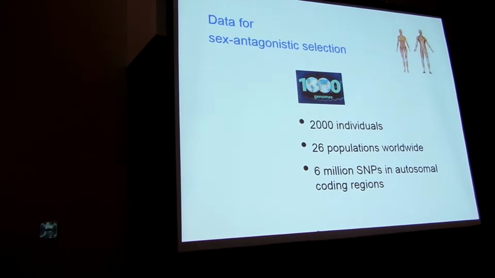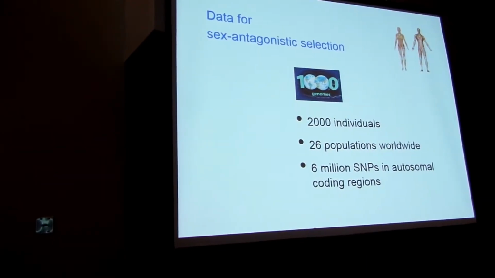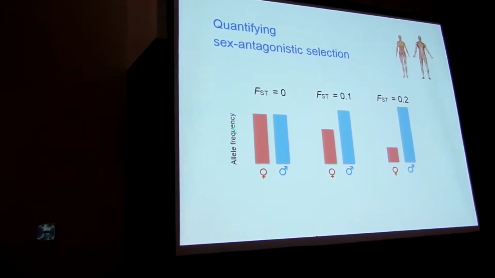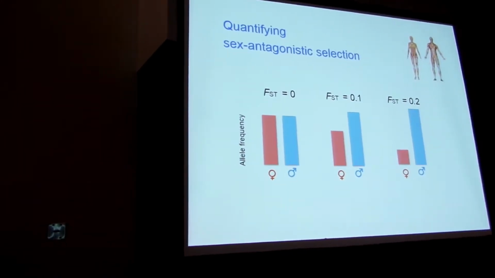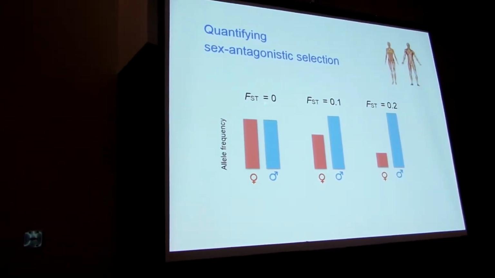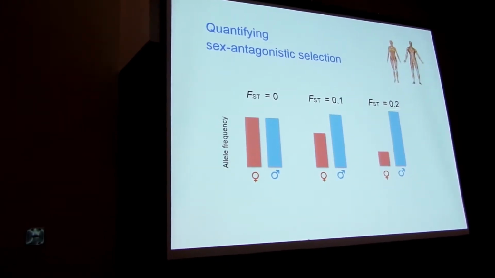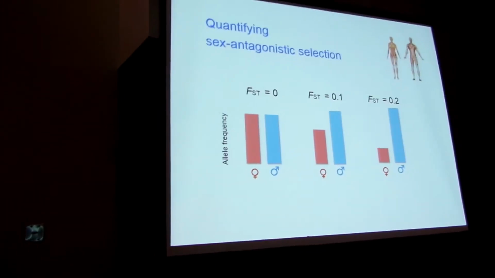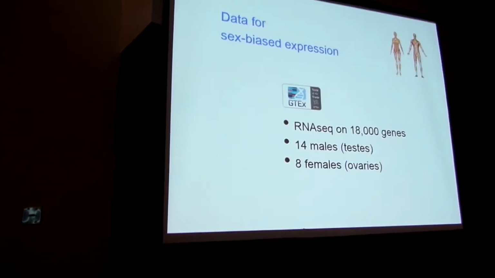How are we going to use those data to estimate contemporary sex-antagonistic selection? Well, we'll use the familiar FST statistic between males and females. We'll treat males and females as different populations. If the allele frequencies are the same in the two sexes, FST is 0. And with increasing differences in allele frequency, FST increases. So that's our measure of contemporary sex-antagonistic selection.